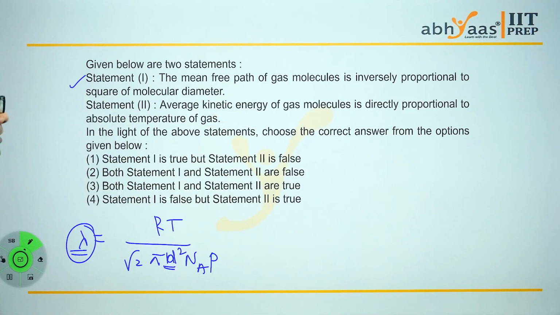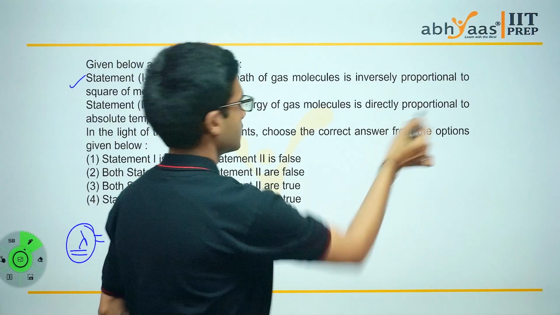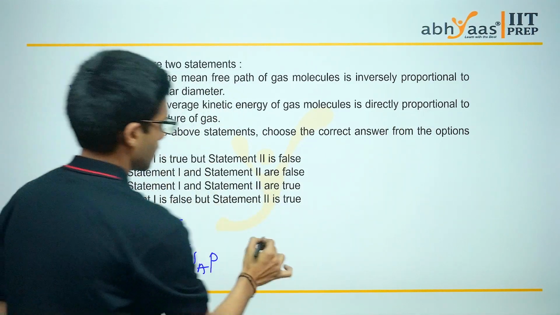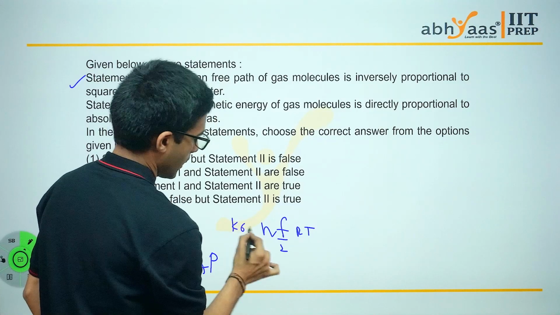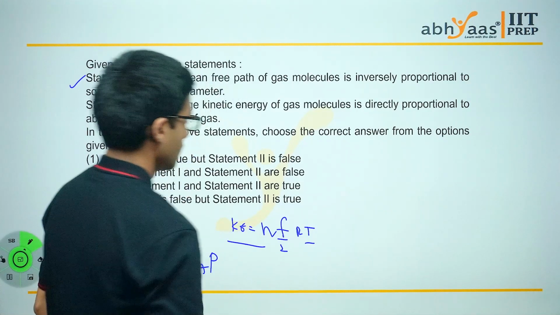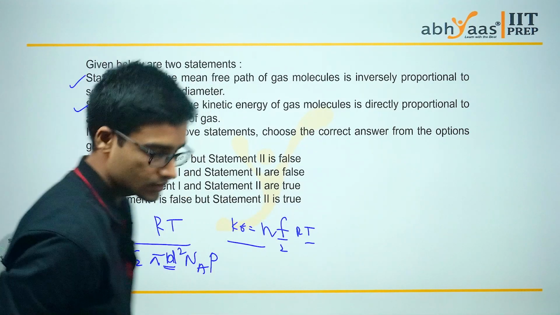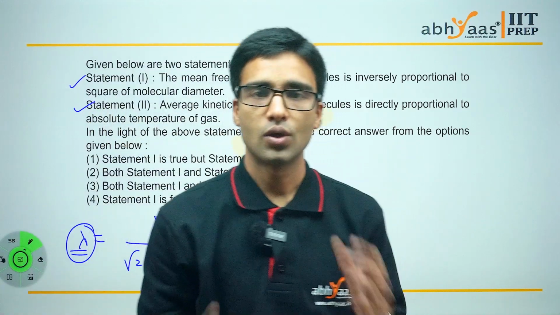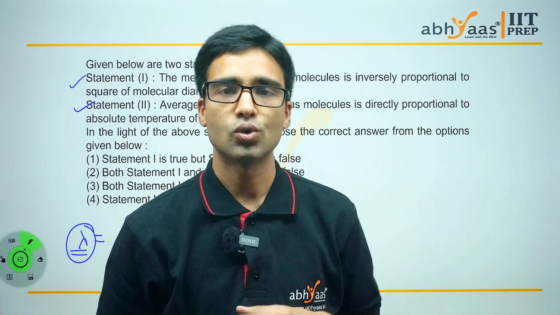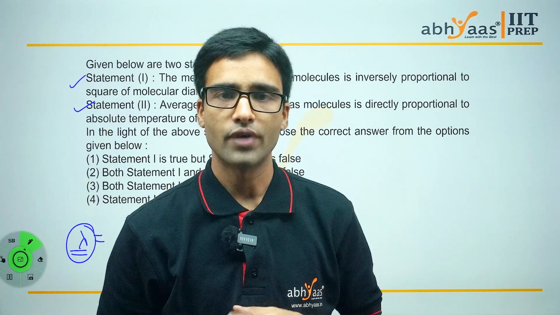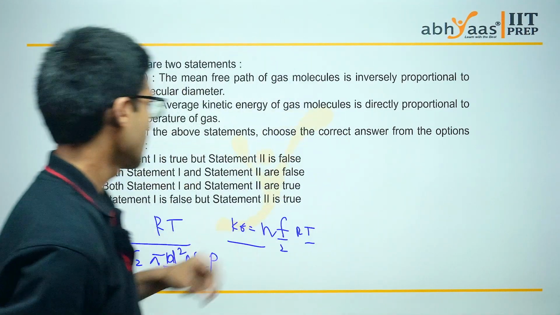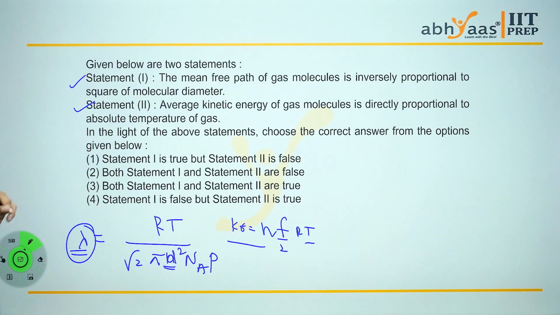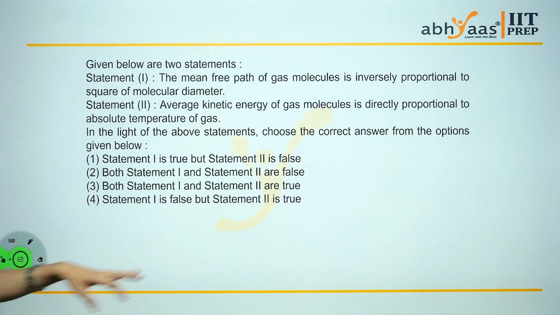Similarly, the average kinetic energy of a gas is directly proportional to absolute temperature. You know that nf by 2 RT is the KE. So KE is proportional to temperature. That is also right. If you remember these expressions, you can directly solve this question. Very easy one. So statement 1 is true, statement 2 also true. Both statements are true.